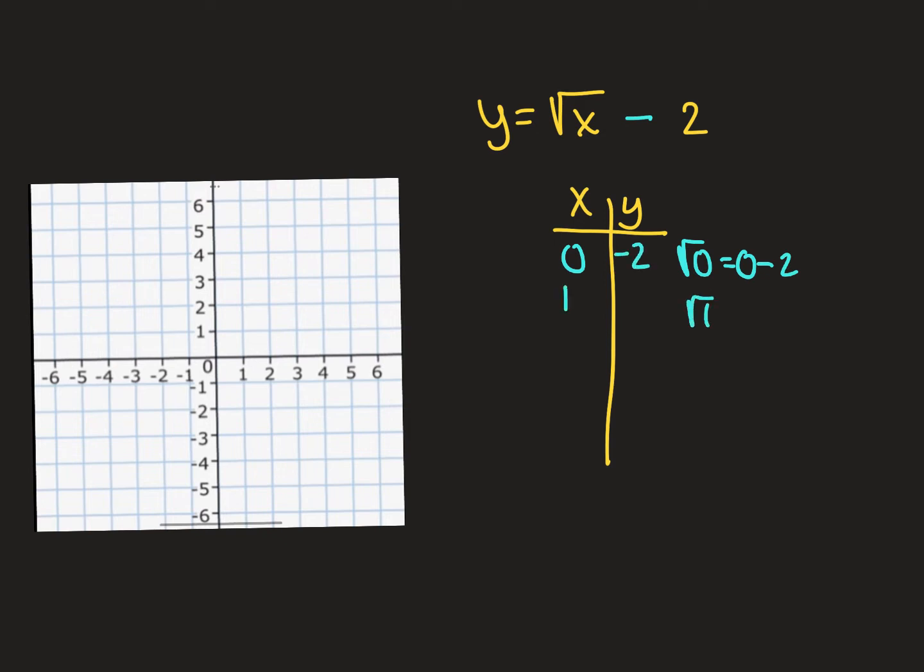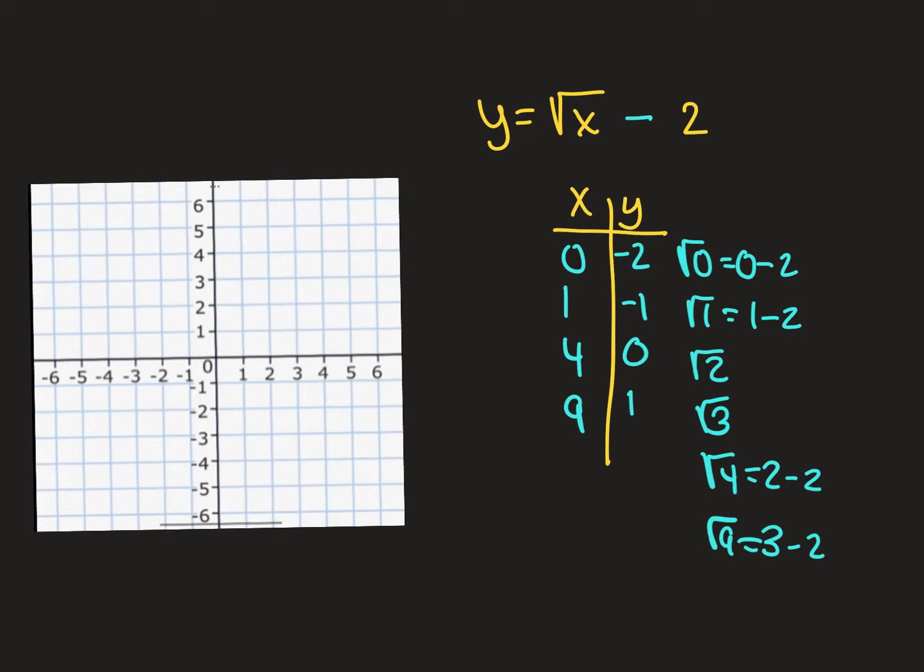The square root of 1 is a good pick. The square root of 1 is 1. 1 minus 2. The square root of 2 is not a good pick, it's a decimal. The square root of 3 is not a good pick because it's a decimal. I mean, we could do these, we would just have to get a calculator out. The square root of 4, okay, here's another mental math one. The square root of 4 is 2, minus 2 is 0. What is the next easiest square root to do? 9. The square root of 9 is 3. 3 minus 2 is 1.